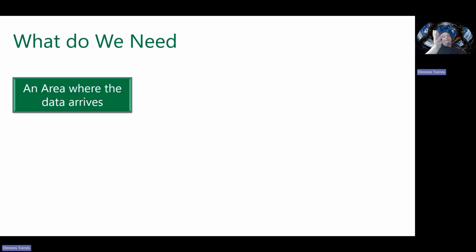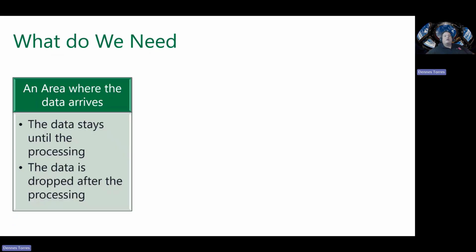You may be noticing from this explanation that one thing that may sometimes make the drop zone optional is the type of source. Some types of source may allow you to easily skip the drop zone, and it's an option if you do so. So, an area where the data arrives and stays until the processing.